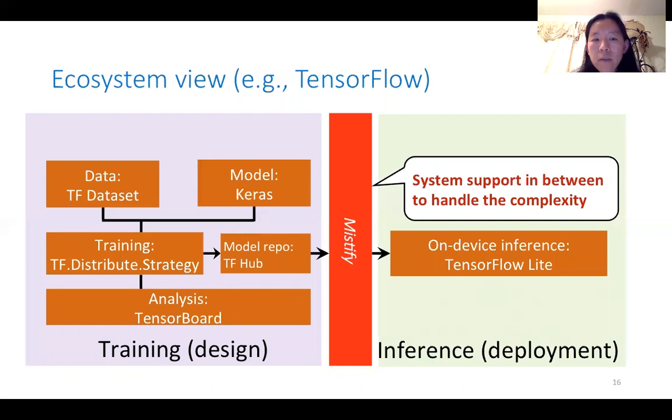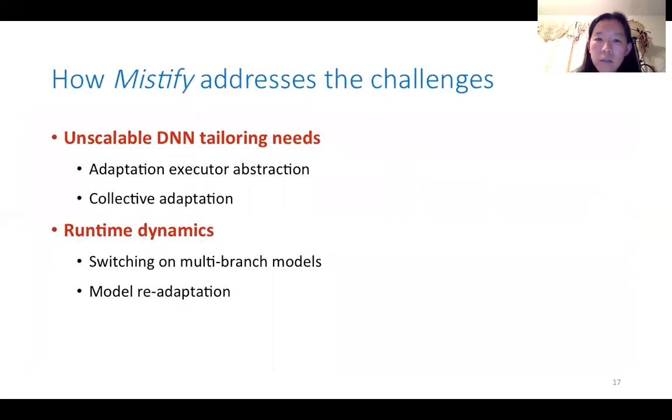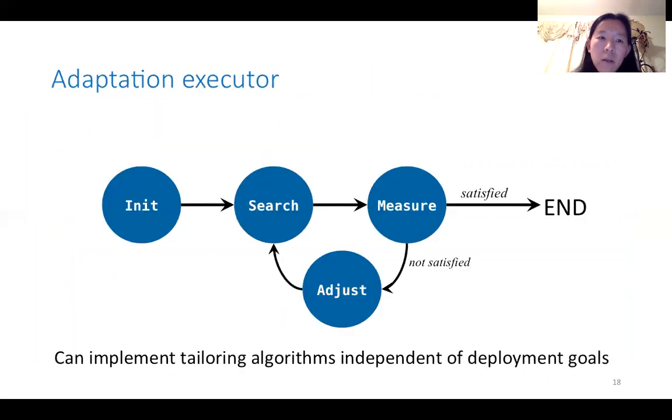So if you take an ecosystem view, I'm using TensorFlow as an example, then Mistify sits between the design stage and the deployment stage and acts as an intermediary between the two. We adopt a number of techniques to address the challenges mentioned before. First of all, we provide an abstraction called adaptation executor. Essentially, we provide a number of APIs so that you can implement the tailoring algorithm generically without tying this to specific deployment goals. This is a way to essentially decouple the design and deployment stages.